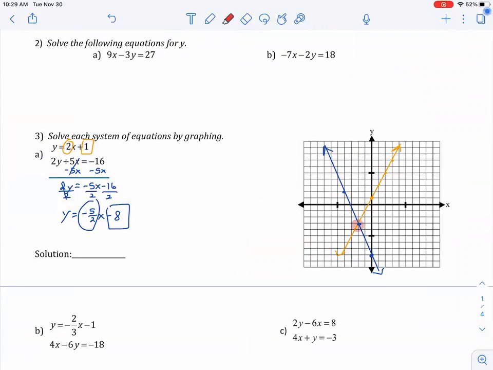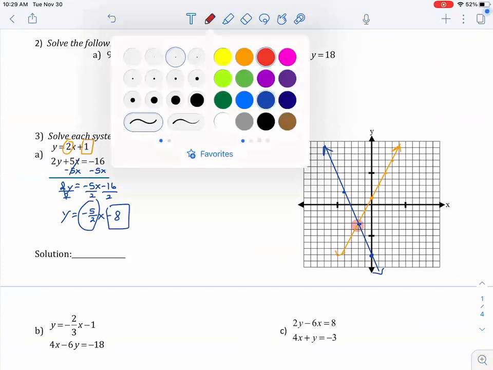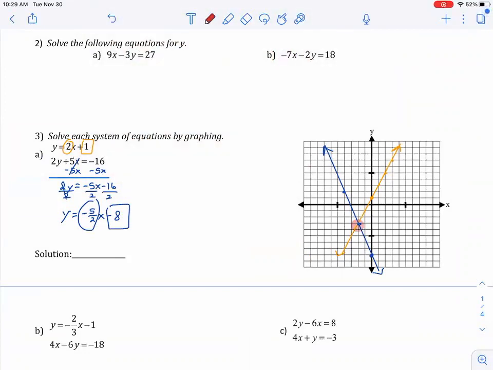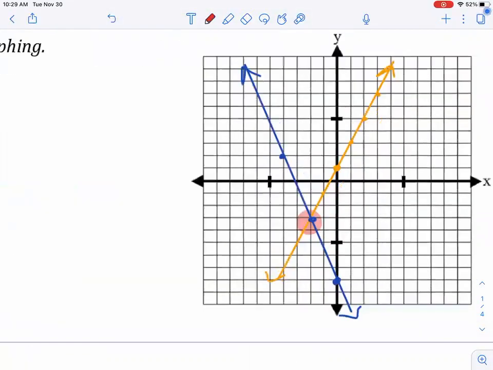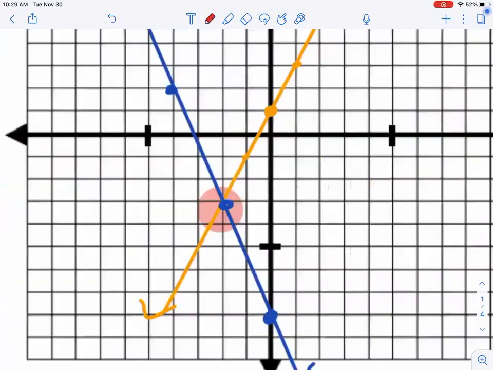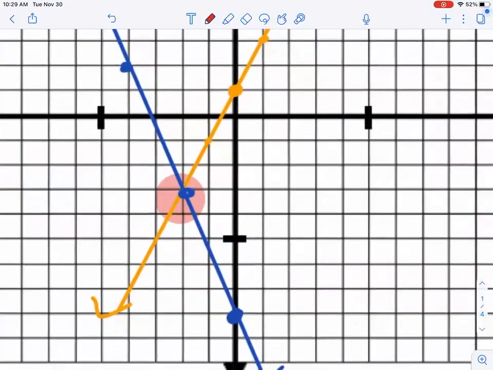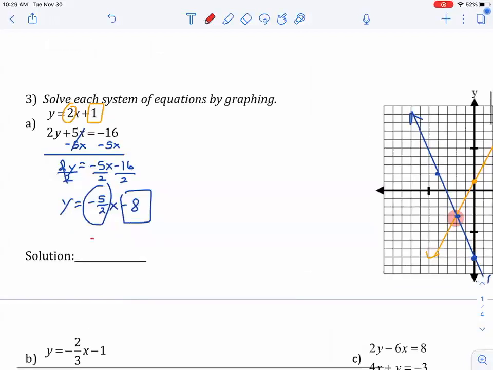And so now my intersection there is at, what is that at? Negative 2, negative 3, right? So our solution is (-2, -3).